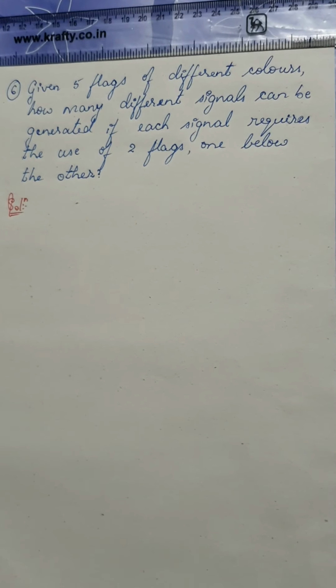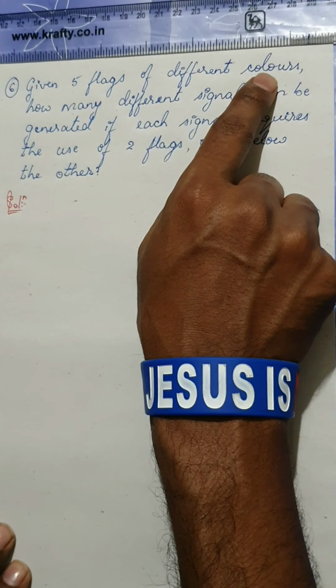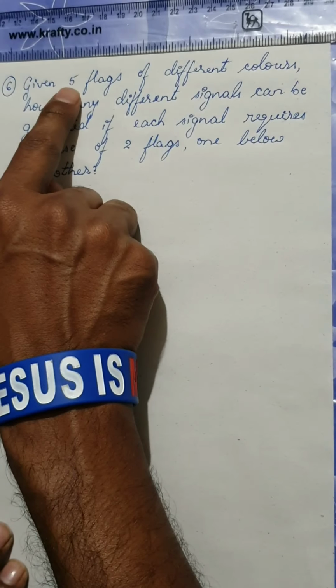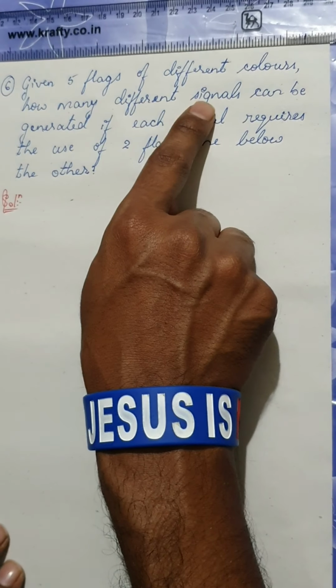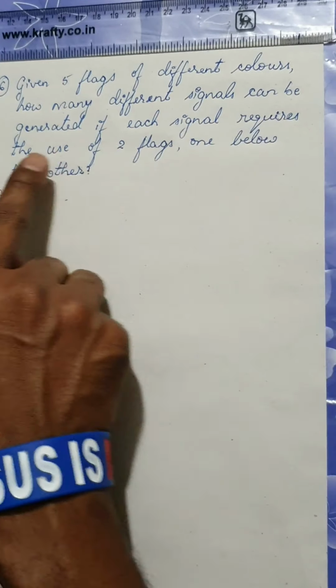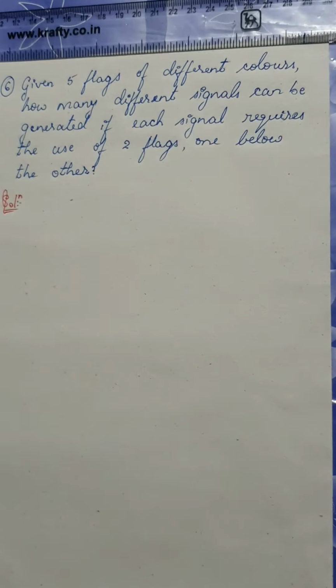Okay, look here. The question goes like this. Given 5 flags of different colors. You are given 5 flags with different colors. How many different signals can you generate if each signal requires the use of 2 flags, one below the other? Okay, so please understand the question carefully.